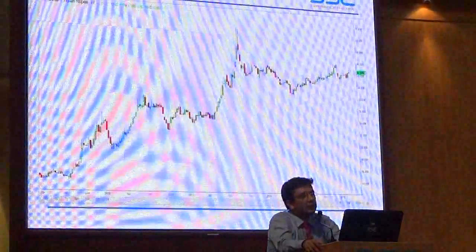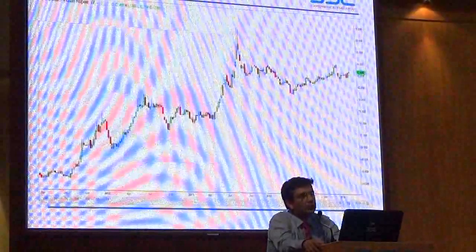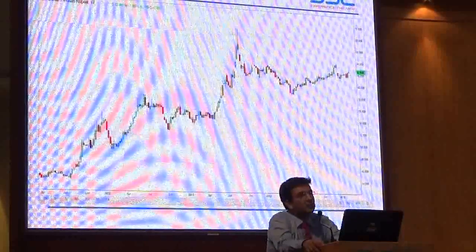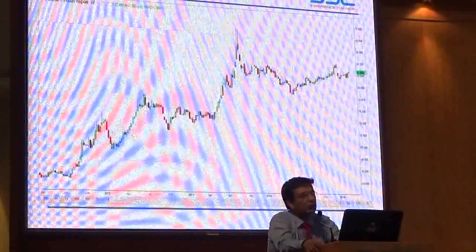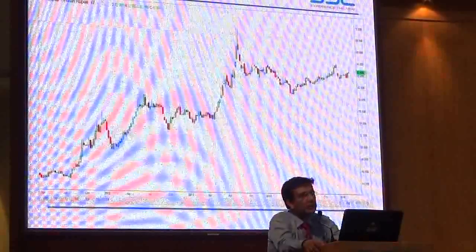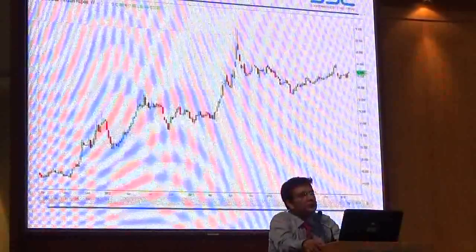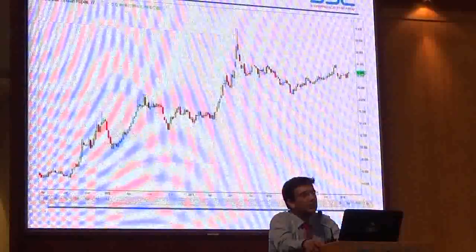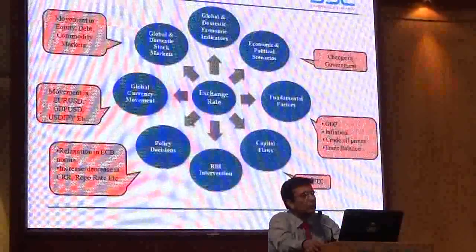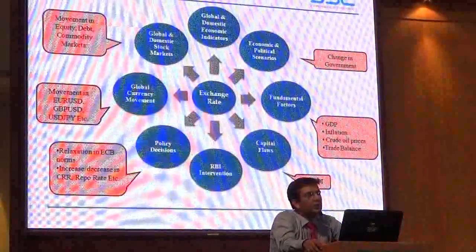We have seen rupee movement in the last 2-3 years. There has been depreciation in the rupee, from 58, in the last 3 years from 56 to 68 rupees. As of now it's trading around 63.5. So what are the factors which are affecting this market?